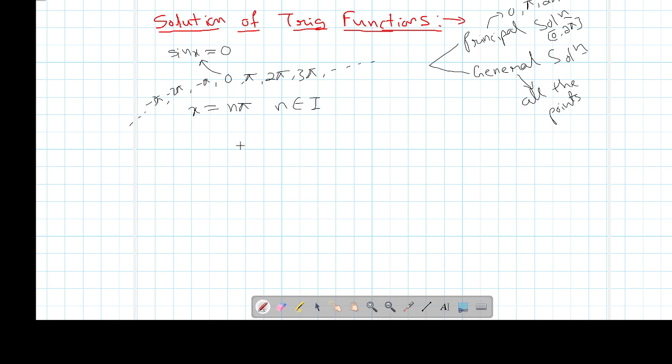Got it? So this is the general solution of sin x equal to 0. So x can take n pi, where n is an integer. N can be anything, any integer. Let's see the same thing for cos x equal to 0.